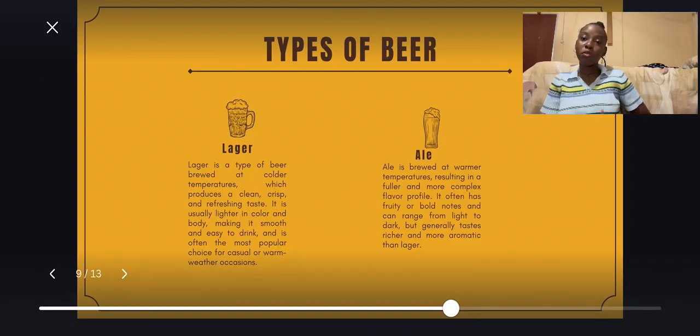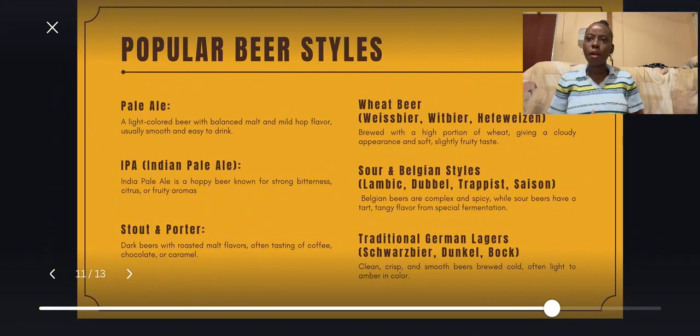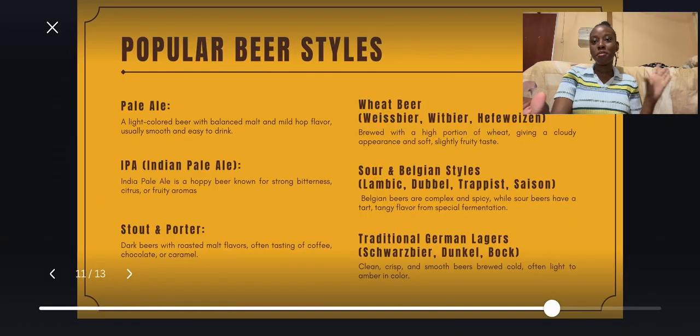So we're going to quickly move on to wheat beers. It's brewed with high protein, which gives it a cloud-like appearance, very soft, and it's very slightly fruity. This is really tasty. You get the different citrus notes, the different sweet notes. It's very delectable on the palate, and I think this is something that you would enjoy as a beer enthusiast of sorts. We're going to move on to the sour and the Belgian style beers.